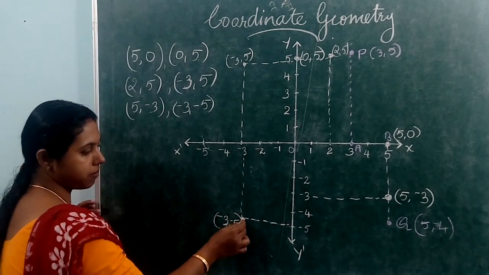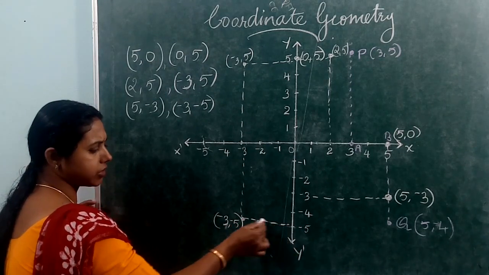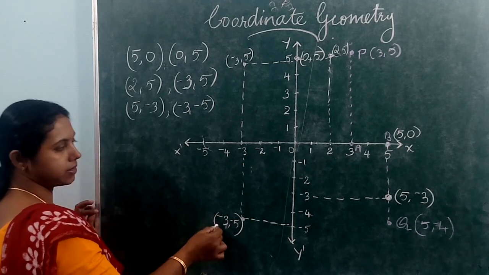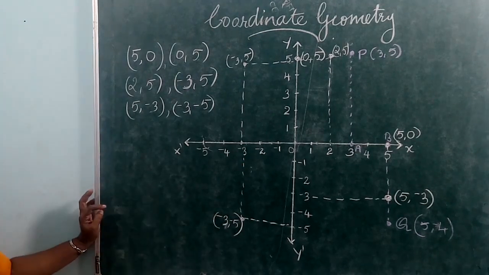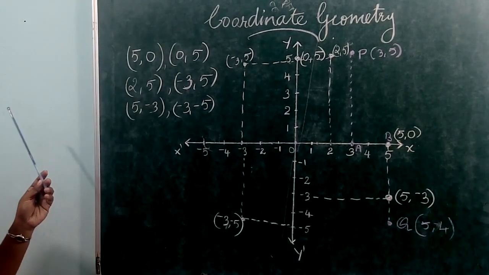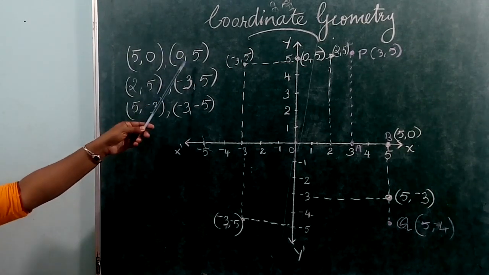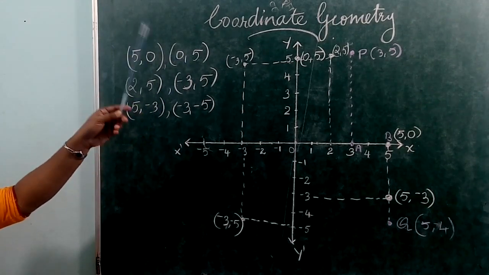The distance from y-axis to the point is known as the x coordinate, that is minus 3. Here you can see that (5, 0) and (0, 5) are not at the same position.